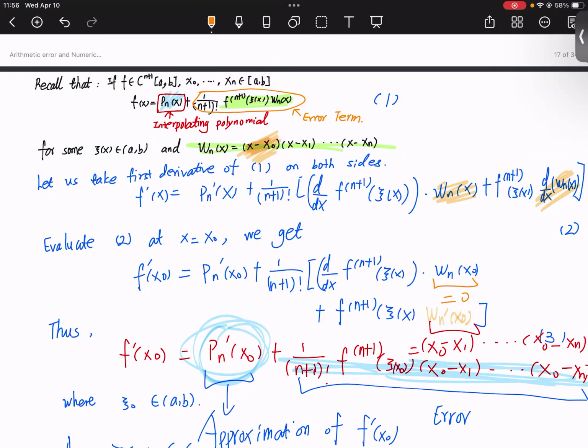So the machine precision is like the best precision you can achieve, and because there's round off error, you cannot do better than that.